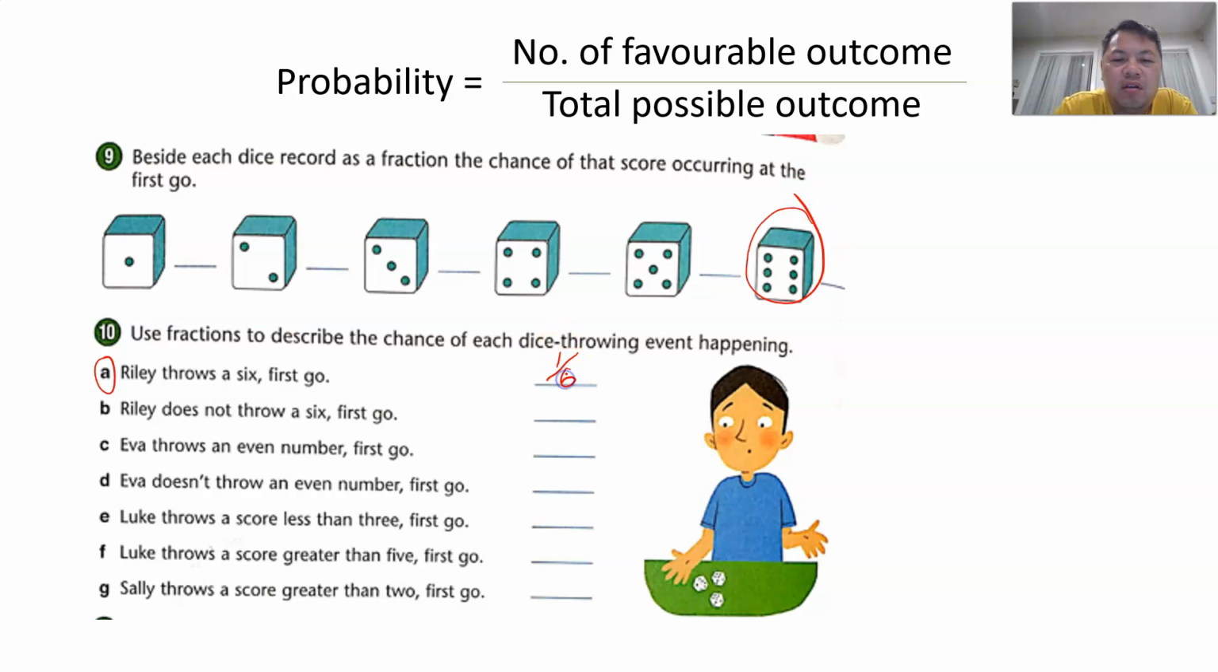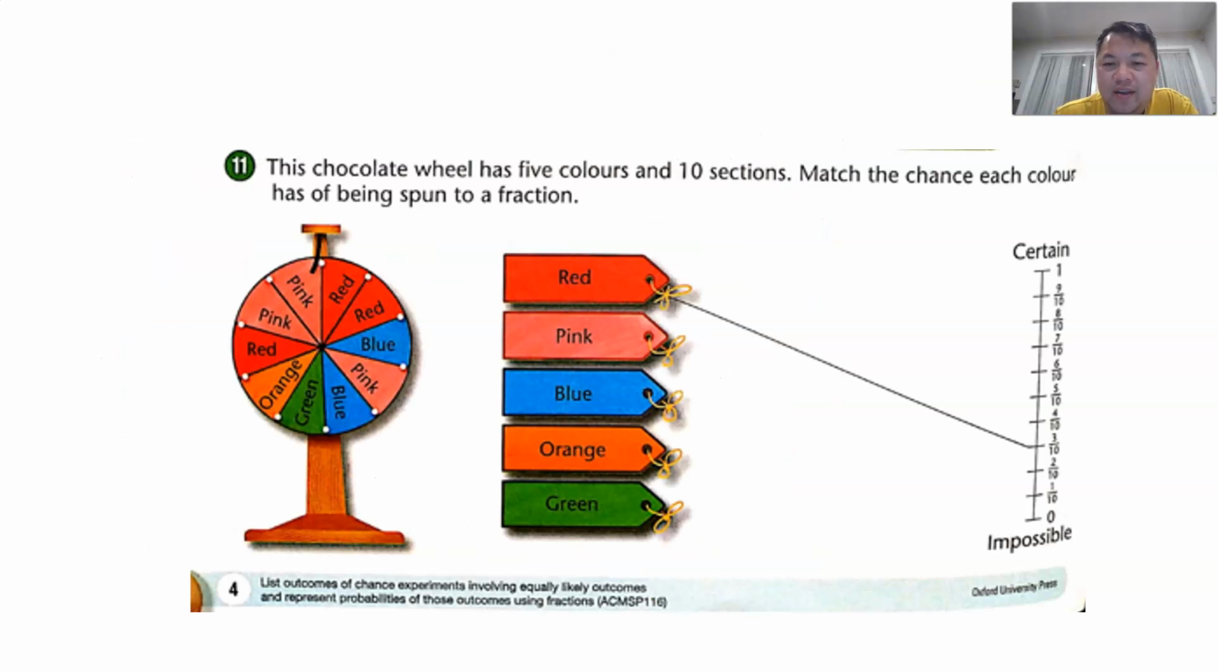Agree? 1 out of 6. Okay, so maybe I'll do another one for you as an example. Luke throws a score greater than 5, then first go. So it must be greater than 5. Seems like there's only one option, isn't it? 6 is the only option, right? Okay, so the rest I'll let you try on your own and then solve them on your own.